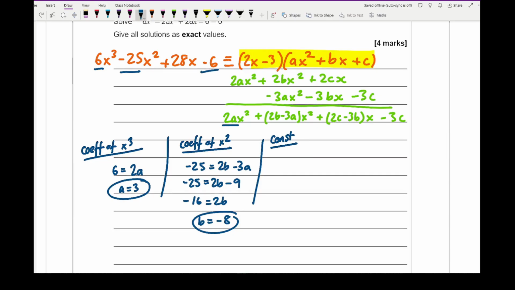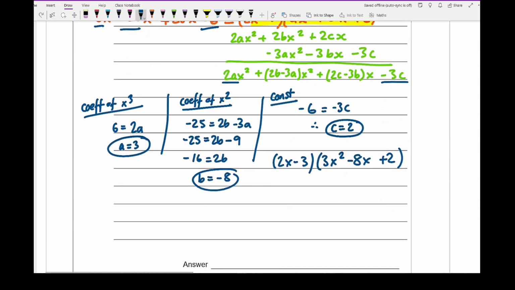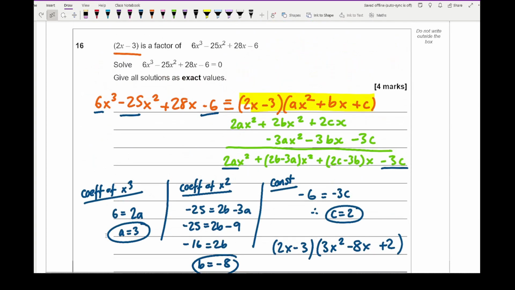Then looking at the constant, it is minus 6 on the left hand side and minus 3c on the right hand side, and therefore c equals positive 2. So what we've then got is 2x minus 3, and I'm going to end up with 3x squared minus 8x plus 2. Now from this, because it's saying find the exact values, what I then need to do is use the quadratic formula. So it's not going to factorize, I can tell you that now.